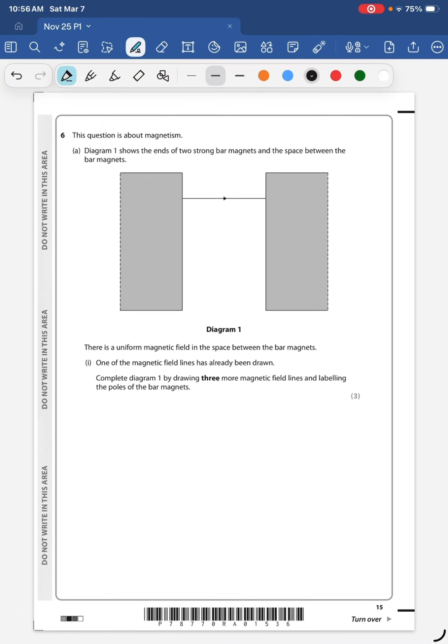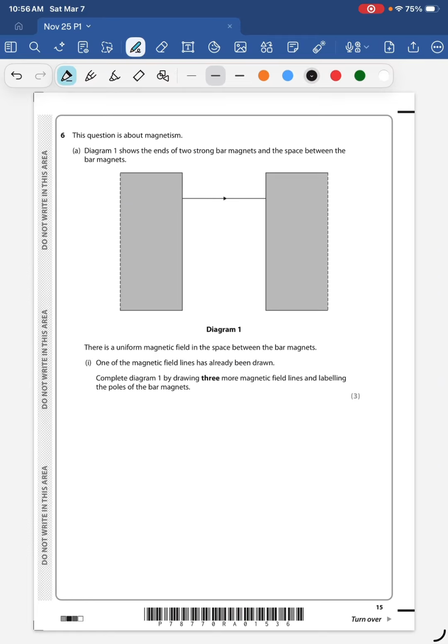Question 6. This question is about magnetism, and we all like magnetism. Diagram 1 shows the ends of two strong bar magnets and the space between them. There is a uniform magnetic field in the space between the bar magnets. One of the magnetic field lines has already been drawn. Complete diagram 1 by drawing three more magnetic field lines and labeling the poles of the bar magnets.